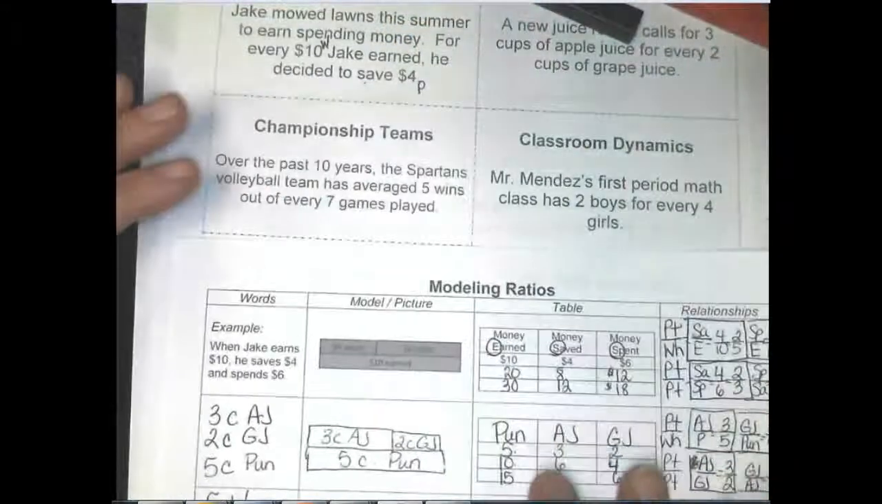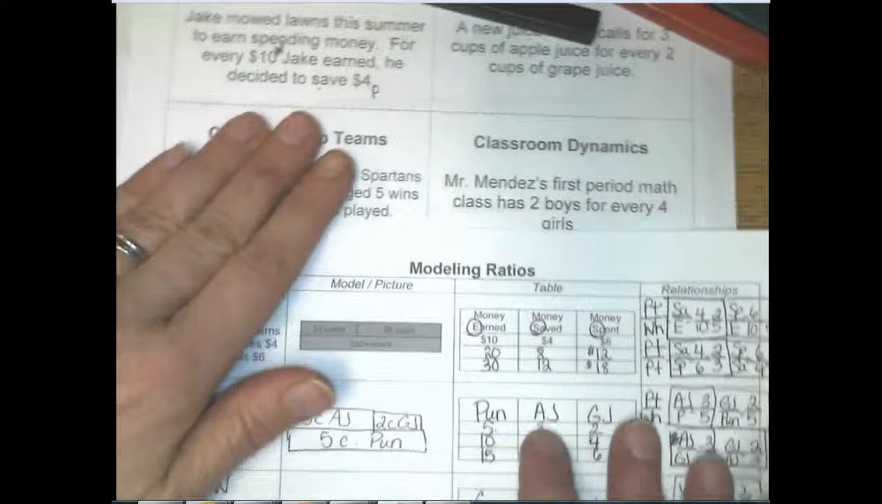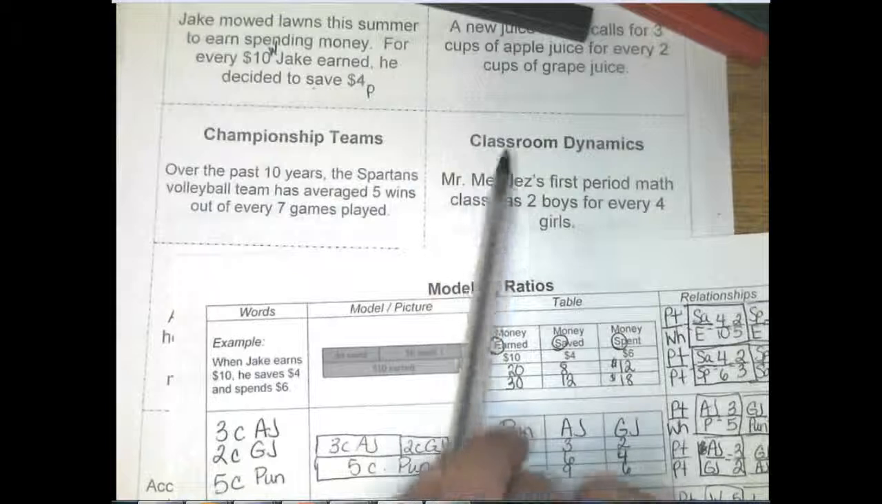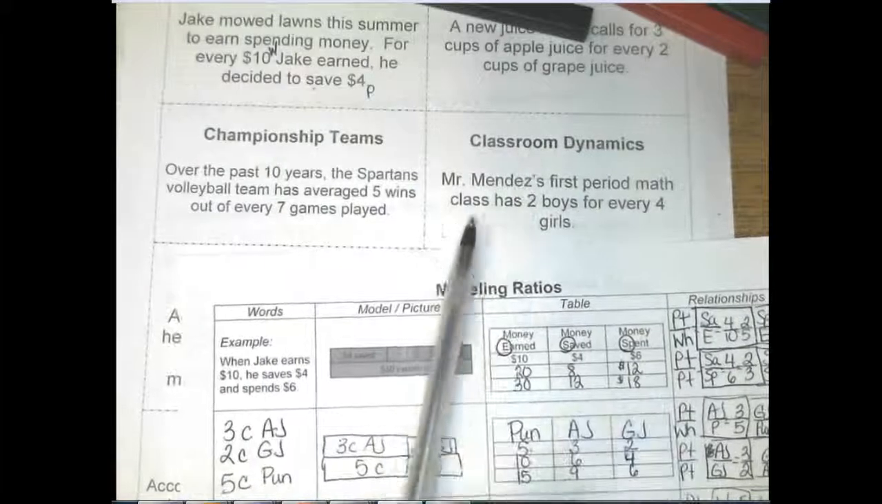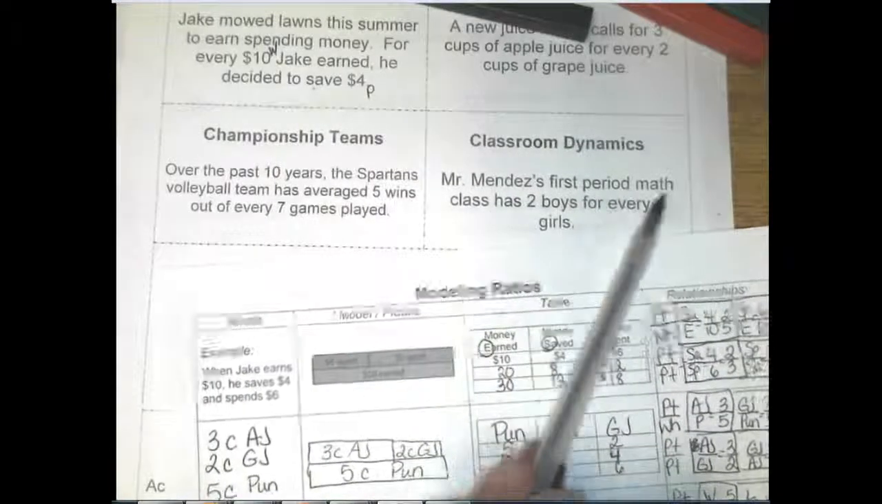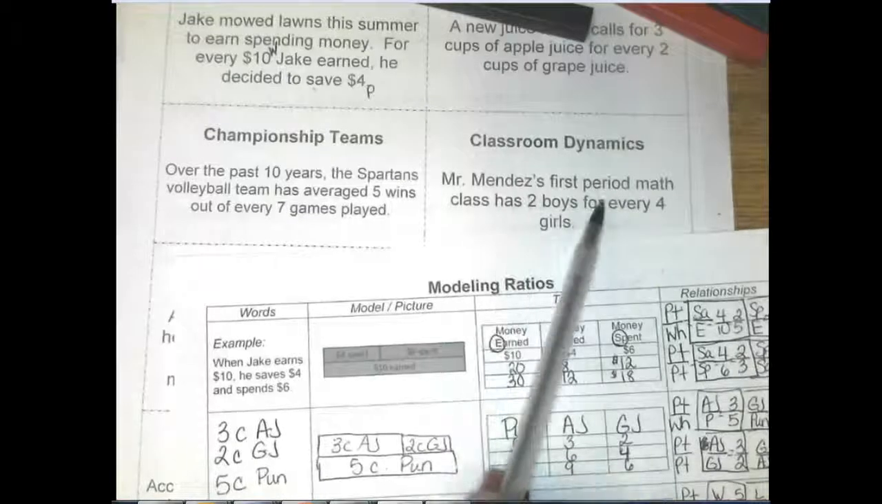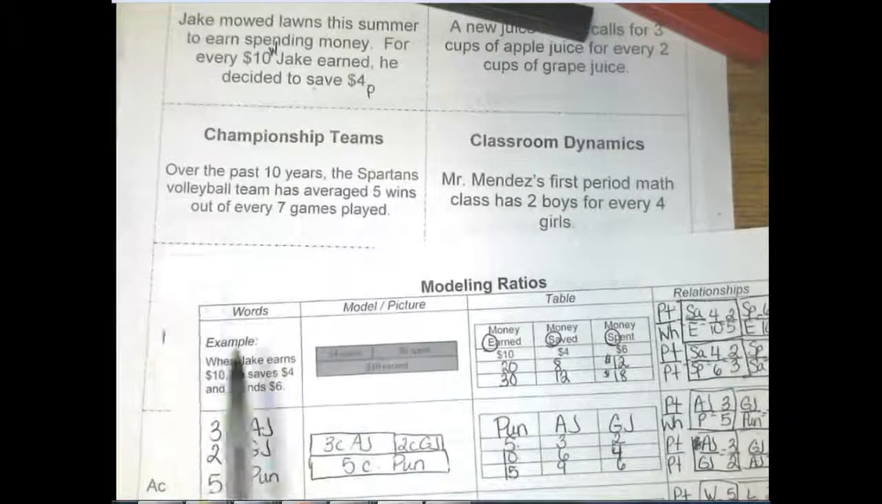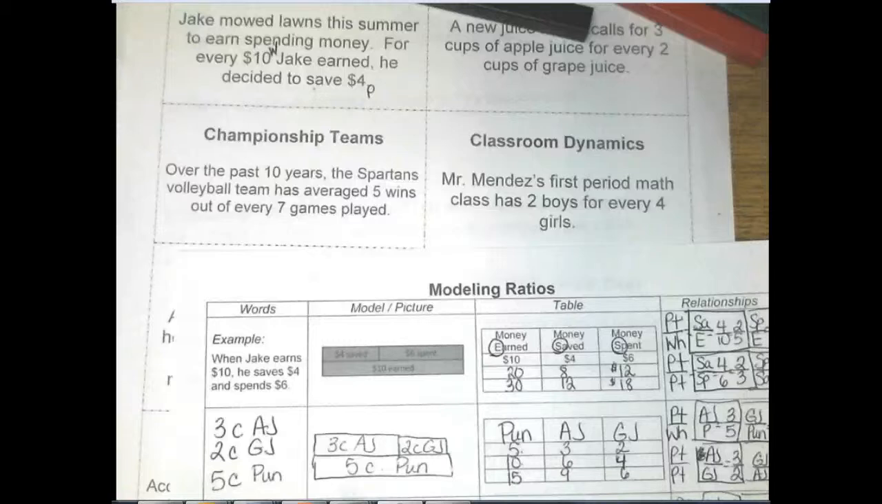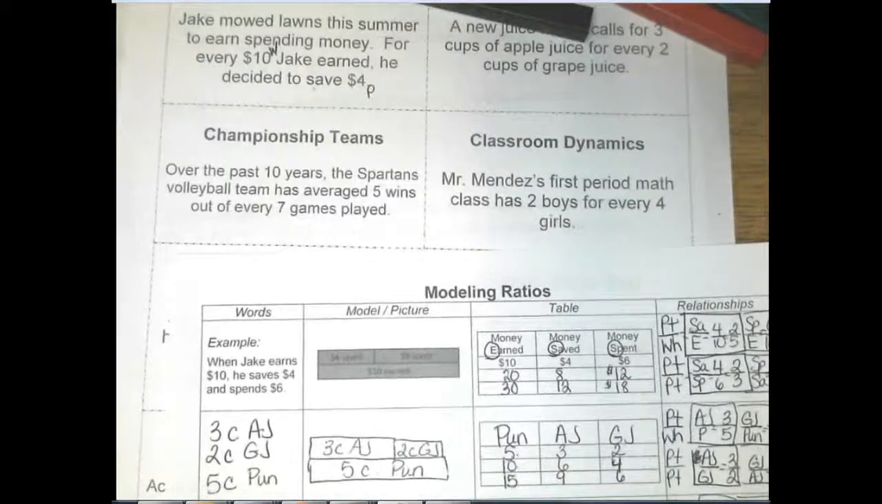So I want you to do the next one on your own, and that is, let's do the classroom dynamics. Okay, so Mr. Mendez's first period math class has 2 boys for every 4 girls. 2 boys for every 4 girls. So I want you to think about if that is part to whole. So see what you can do with that. Try to draw a picture. You probably don't need your Cuisenaire rods, but see if you can draw a picture, and I'll be back with the answers in just a minute.